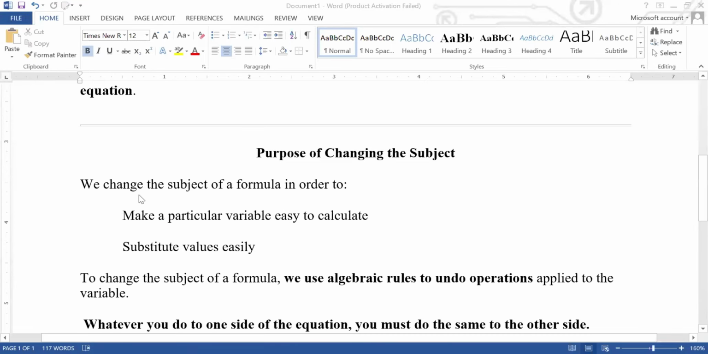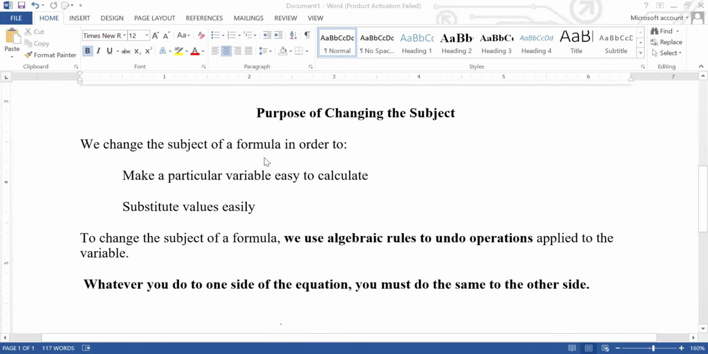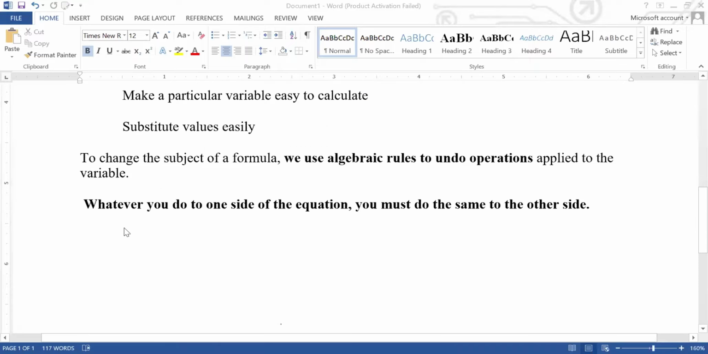So please scroll up. We change the subject of a formula in order to: 1. Make a particular variable easy to calculate. 2. Substitute values easily. To change the subject of a formula, we use algebraic rules to undo operations applied to the variable. Whatever you do to one side of the equation, you must do the same to the other side.